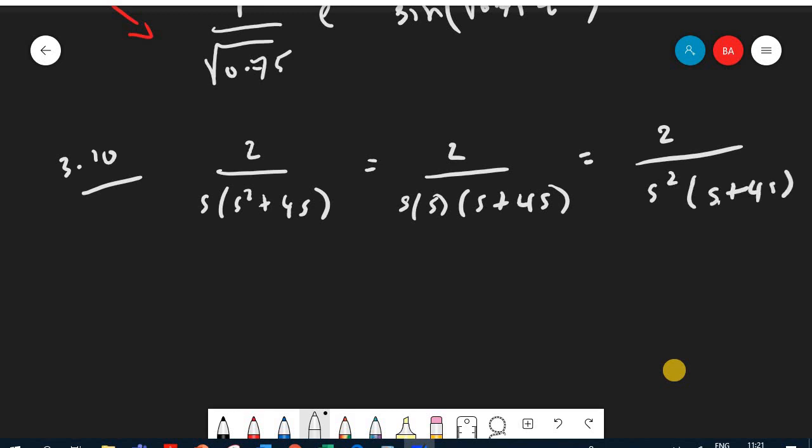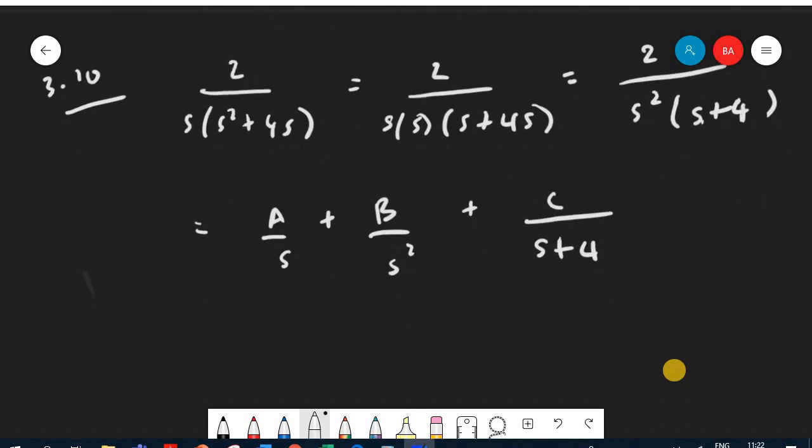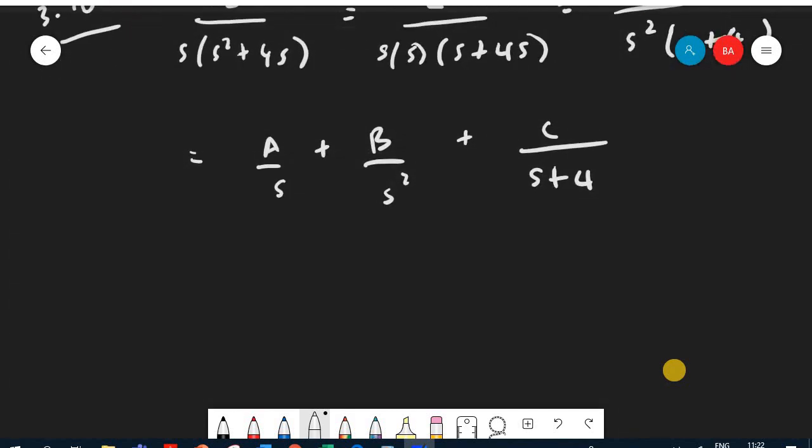Now, to do this partial decomposition: A over s plus B over s squared plus C over s plus 4. After you take the Laplace inverse, this will be A plus Bt plus C e to the power minus 4t.